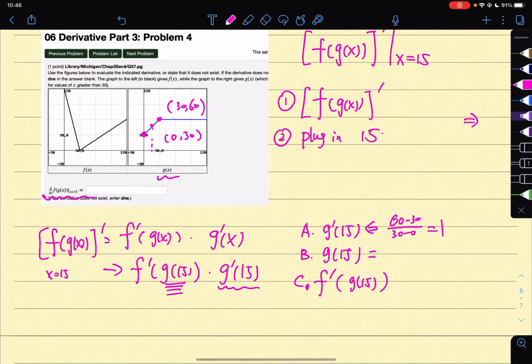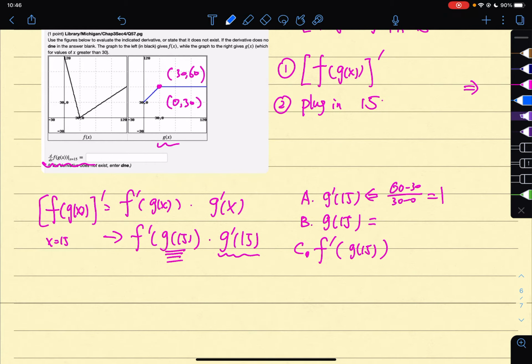And g of 15, you want to find what's here. You have different ways to work this out. You can use your understanding of geometry, but let me go over the most basic way of thinking about it. You have a line given to you, and you want to find a point on the line. So in order to identify that, you need to know the equation of the line. So the problem changed into, what's the line that goes across the points (0, 30) and (30, 60)?